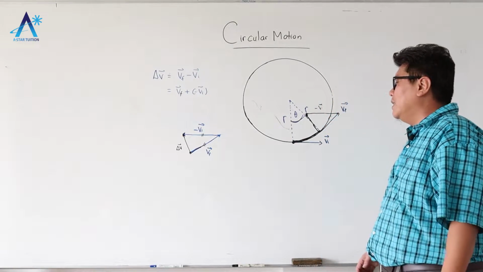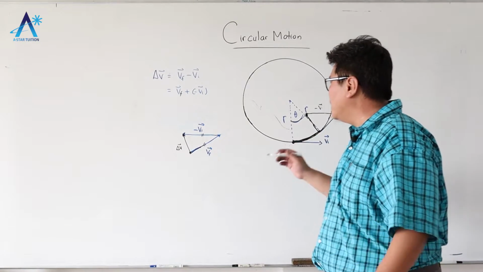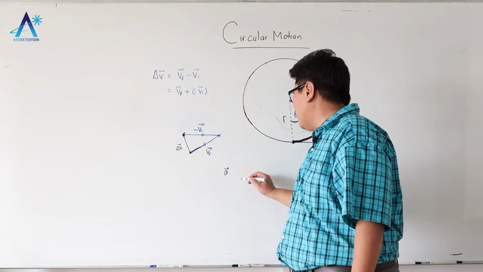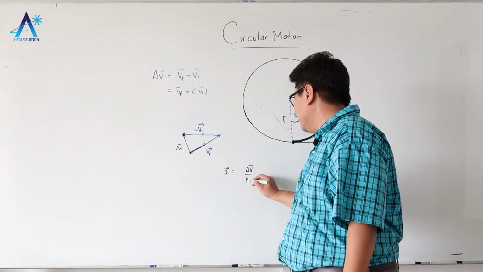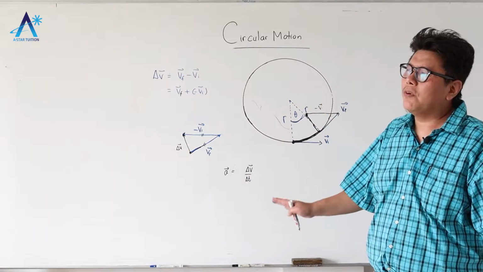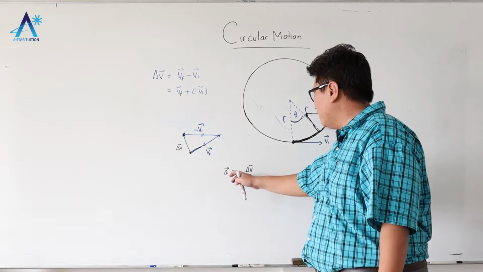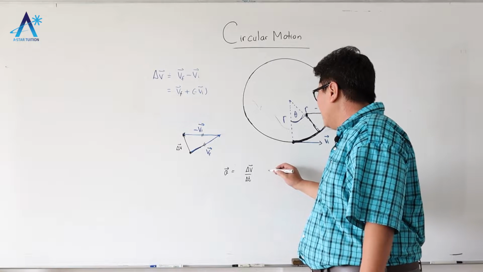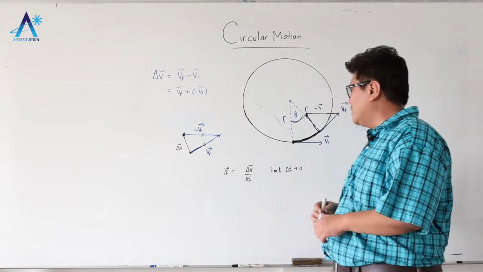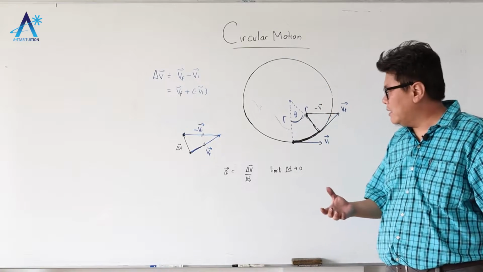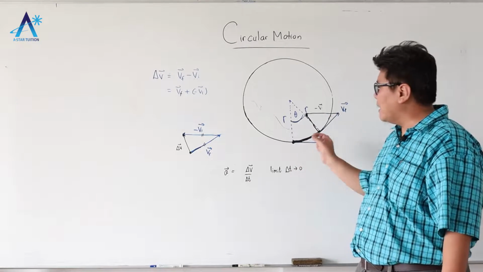Now how do we account for this centripetal acceleration? Remember that acceleration can be found by delta v over delta t. But remember, we don't want to find the average value, we want to find the instantaneous value. So we need to find this expression with the limit as delta t approaches 0. For the instantaneous value, because we want to calculate the acceleration at one particular time, anytime, we need to make sure that the time interval is so short.